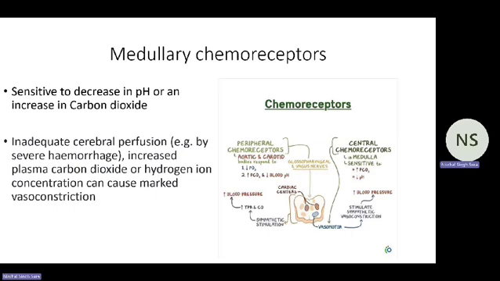On the right, you can see peripheral chemoreceptors. They regulate the flow of blood by increasing blood pressure by regulating cardiac output, while central chemoreceptors stimulate vasoconstriction that regulates the blood pressure in the body.